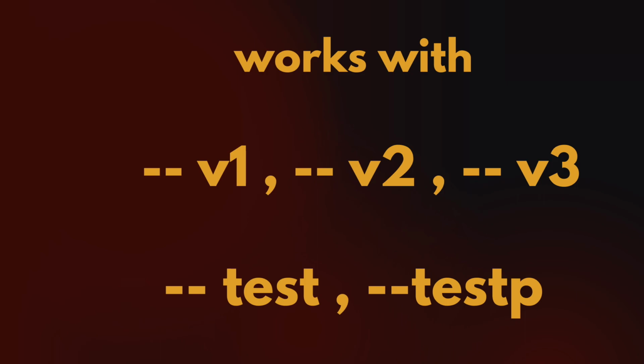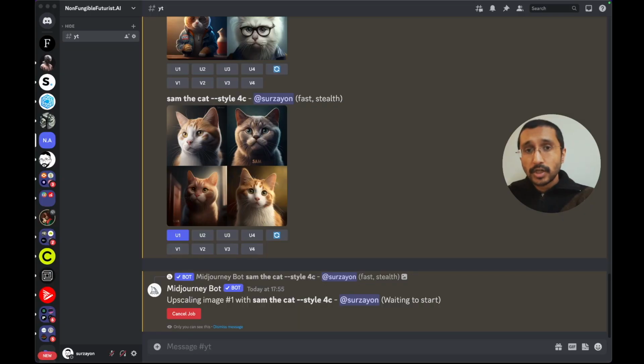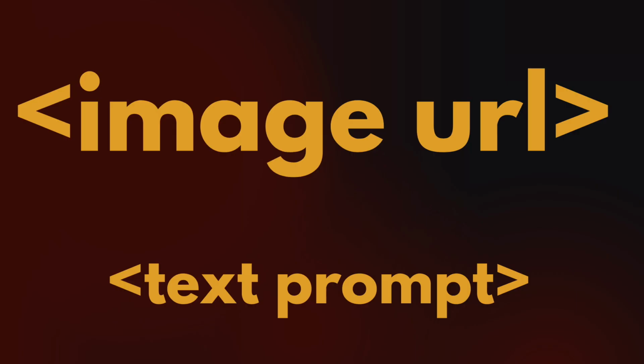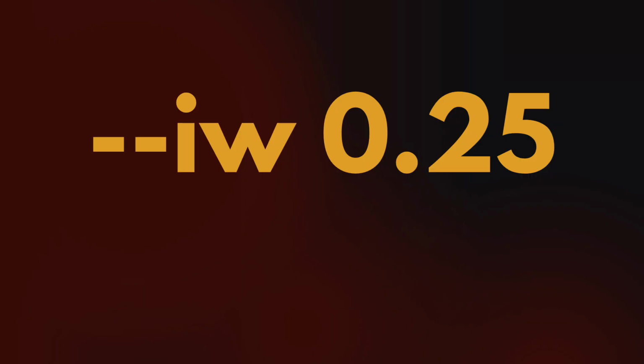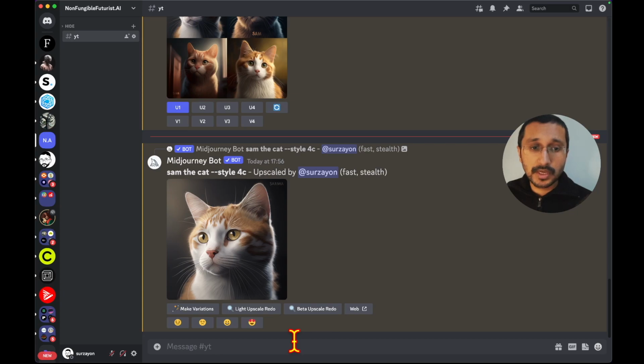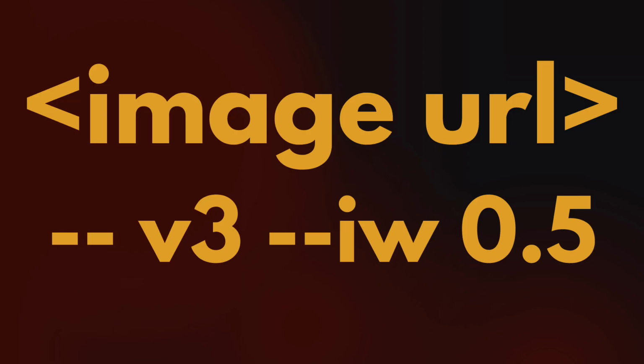Now the next parameter that I'm going to be talking about is the image weight. The image weight as of now works with version 1, 2, 3, test, and test photo. It does not work with Niji mode and version 4. The earlier Midjourney model versions can use image weight parameters to adjust the importance of an image URL versus the text prompt. So now that we have this image over here, which is upscaled, I'm going to copy the link. By default on Midjourney, the image weight for an image URL is 0.25. But if I want to give more precedence to the image weight, this is what I'm going to do: dash dash v3 dash dash image weight 0.5.